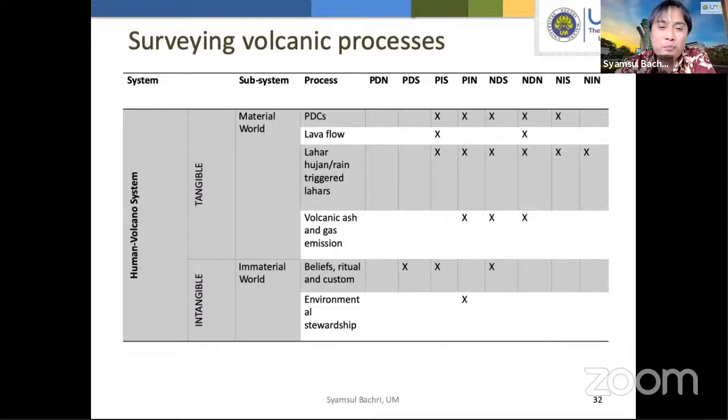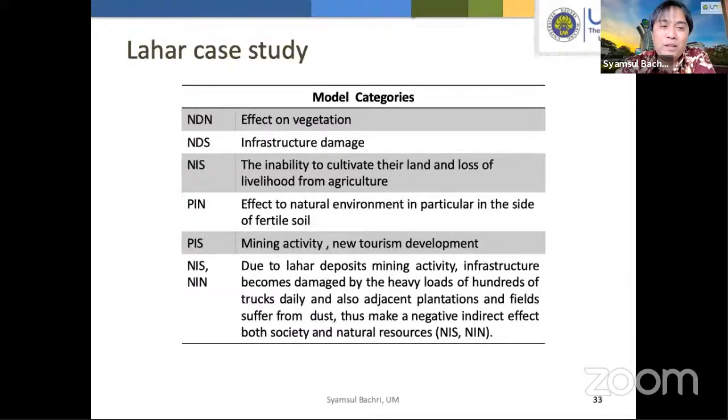So for example, lahar or rain-triggered lahar has these model categories. First, NDN, negative direct effect on natural, because of the effect on vegetation, lahar destroys everything. And also negative direct effect on society, because of infrastructural damage.